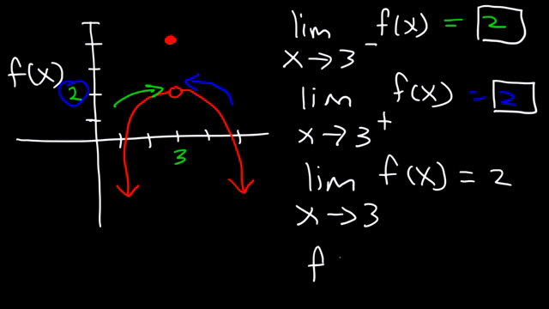Finally, what is the value of f of 3? When x is exactly 3, what is the value of y? So whenever you get a question like that, look for the closed circle. The closed circle has a y value of 4. So f of 3 is equal to 4. Consider this one.